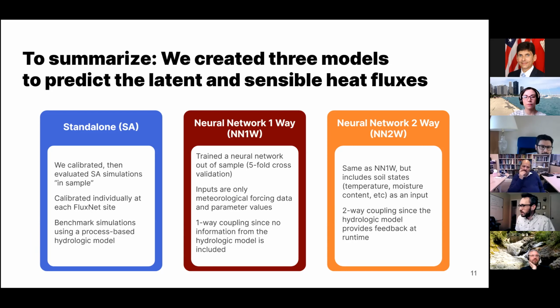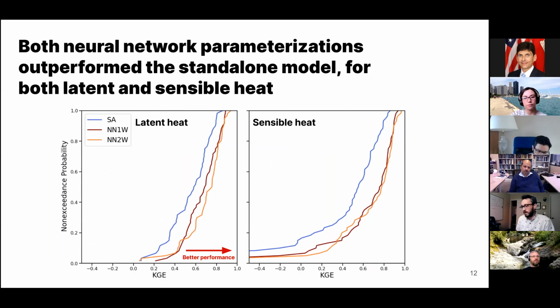So here on the 2 plots, I have the cumulative density functions of the KGE performance. So curves that fall further to the right on each of these plots indicate better performance. These curves are made up of each of those 60 sites, so there are 60 data points on these curves. For the latent heat, we see consistently that both NN1W and NN2W fall about 0.2 KGE to the right of SUMA. And then similarly for the sensible heat, it's a little bit more than that.